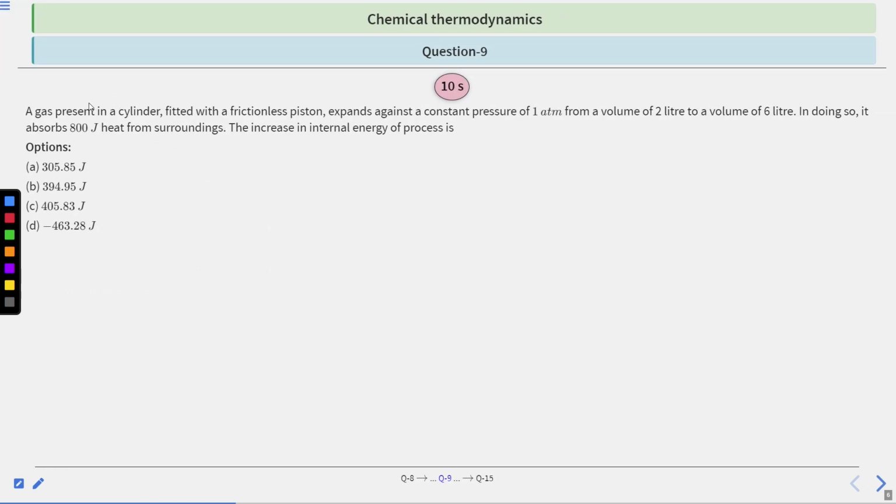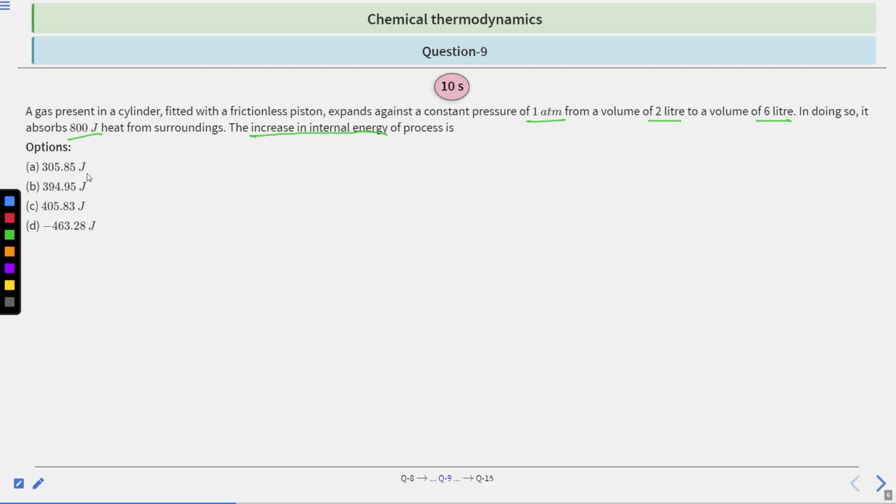Question number 9. A gas present in a cylinder fitted with a frictionless piston expands against a constant pressure of 1 atmosphere from a volume of 2 liter to a volume of 6 liter. In doing so, it absorbs 800 joule of heat from the surroundings. We have to find the increase in internal energy of the process.